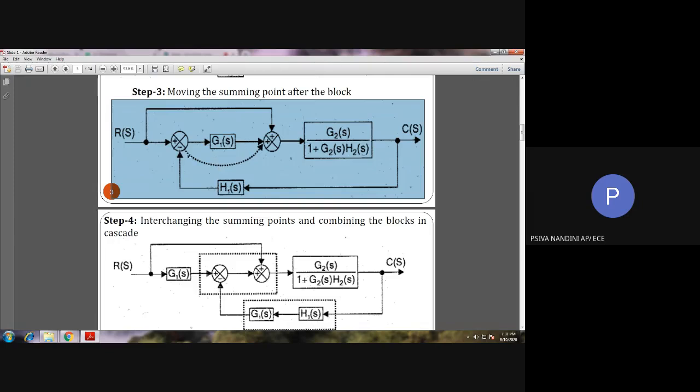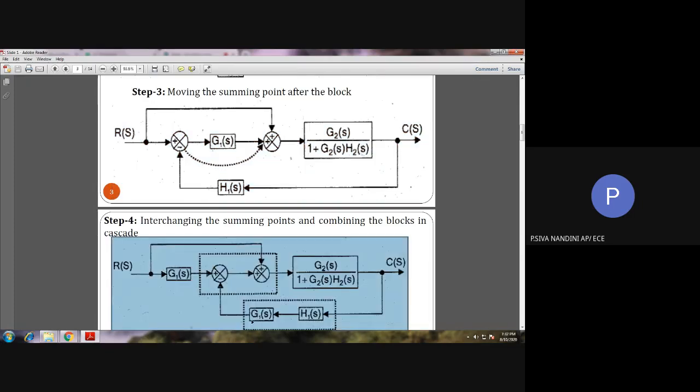So here we are going to move the summing point after the block G1(s). So we have to include this block G1(s) in the downward input given to this summing point, that is, G1(s) is included along with H1(s) like this. See here, in step 4, we have moved the summing point after the block G1(s), and we have included this G1(s) in the downward input given to the summing point. This is as per the rule.